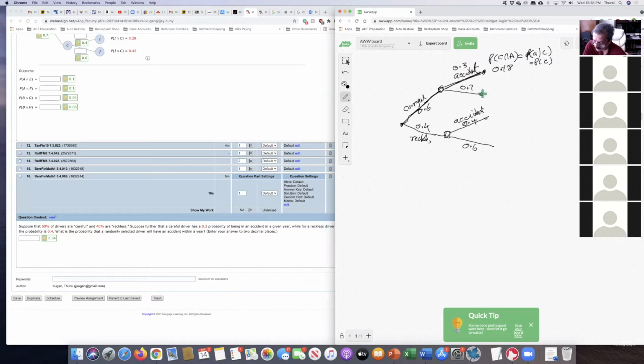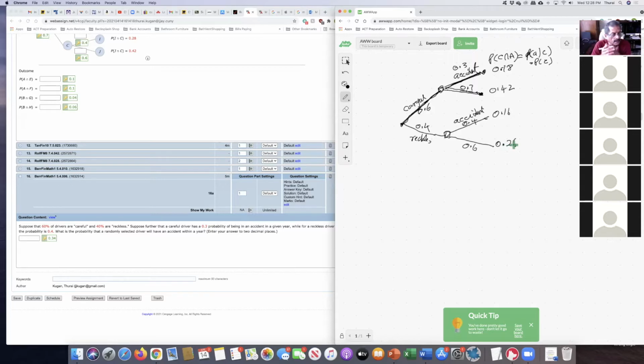This is the probability of C intersection A bar. Sorry, C intersection A bar, the complement of accident, in other words, no accident given careful. That's what 0.7 is. So the product of these two will give you the probability for both to happen: 0.42. And similarly, this product, 0.4 times 0.4, is 0.16. And this is 0.26.